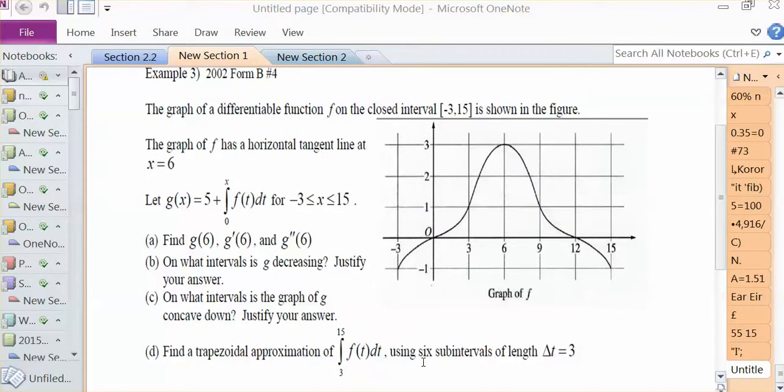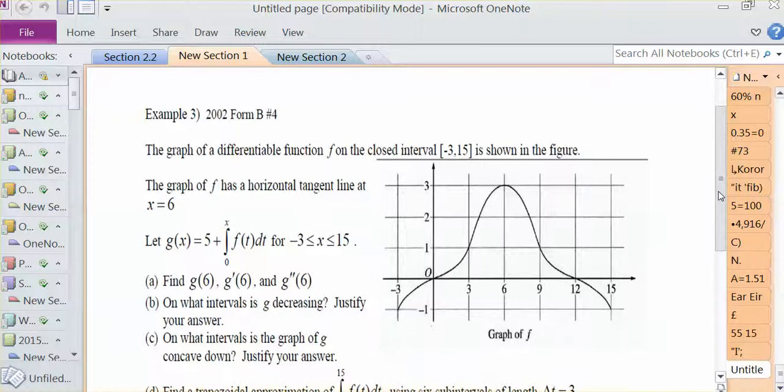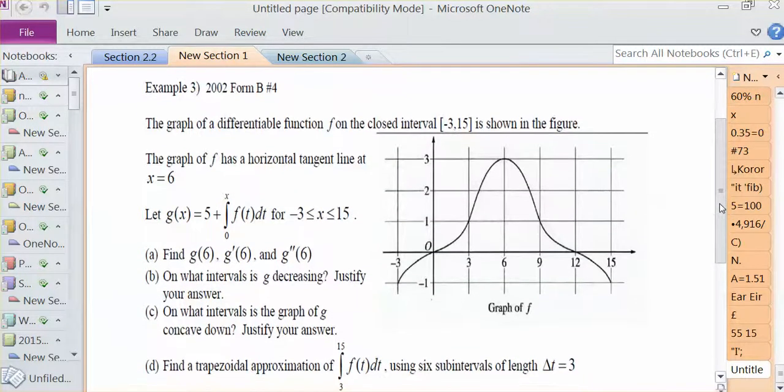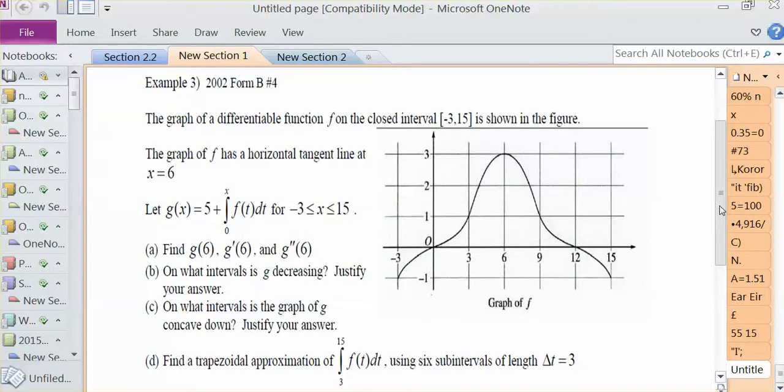Hello, welcome to a video on the last page of the section 5.5 notes. Here we're going to talk about example 3, which comes from the 2002 AP exam, Form B, number 4, free response. So here we have a graph of a differentiable function, which is called f, and it's graphed on the closed interval from -3 to 15. It has a horizontal tangent at x equals 6, so that pretty much would imply that f prime of 6, of course, would be 0.